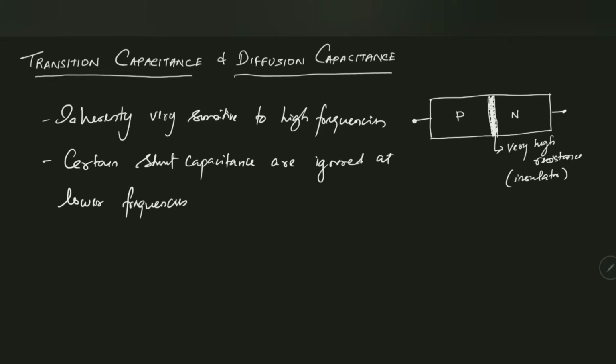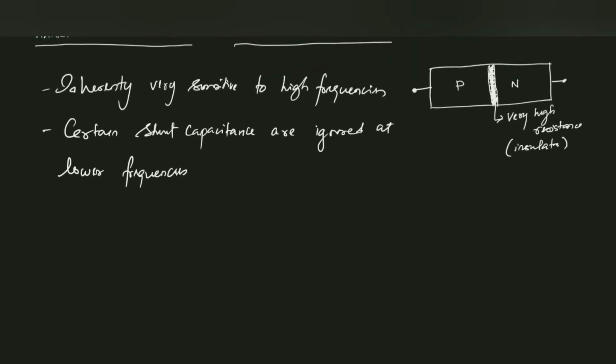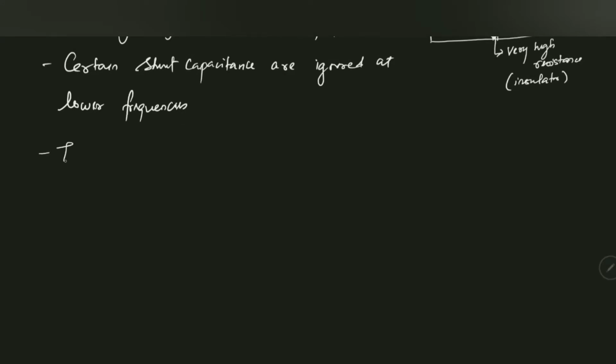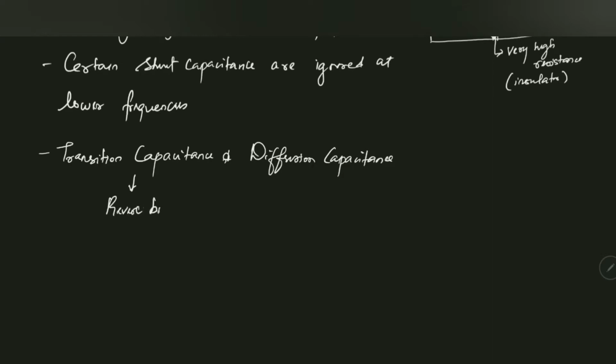In p-n junction diodes there are two types of capacitance that come during the operation. One is the transition capacitance, and another one is the diffusion capacitance. The transition capacitance usually appears during the reverse bias, and the diffusion capacitance appears during the forward bias.